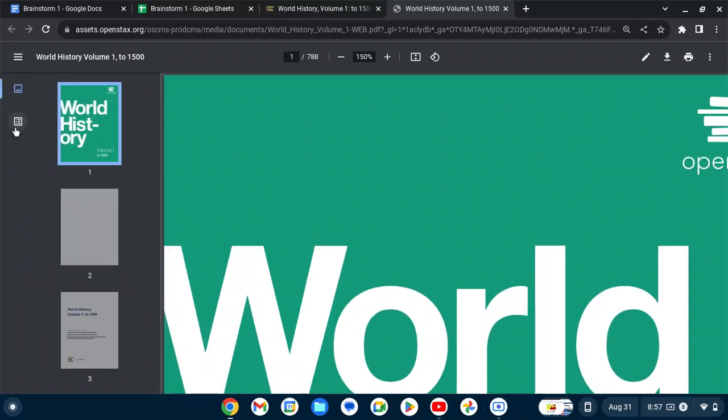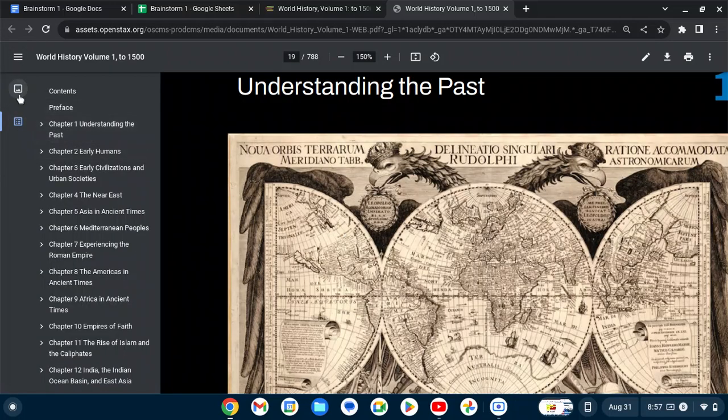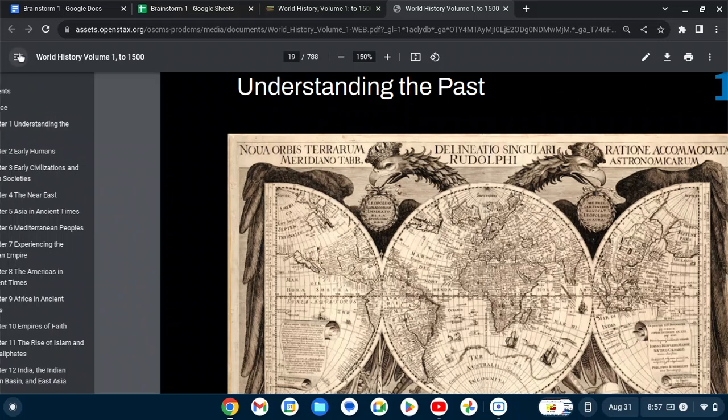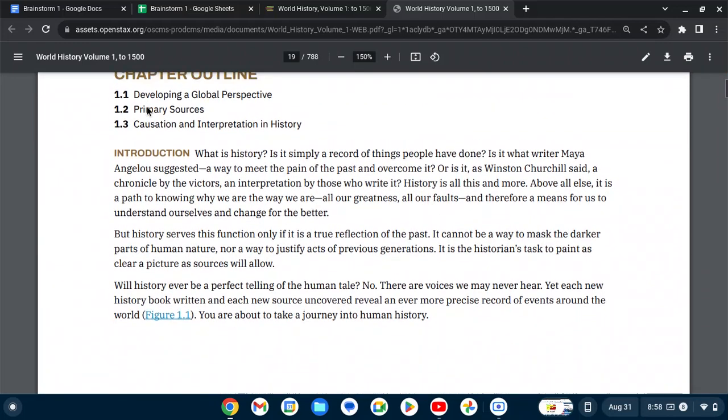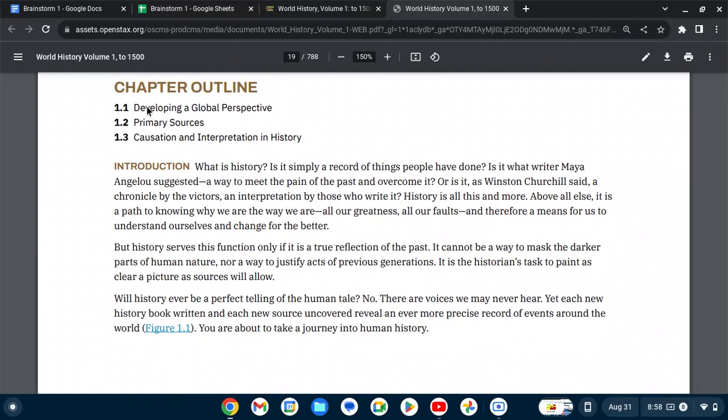There we go. All right. OpenStax World History, Volume 1 to 1500. Chapter 1, Understanding the Past. Chapter outline, 1.1, Developing a Global Perspective. 1.2, Primary Sources. 1.3, Causation and Interpretation in History.